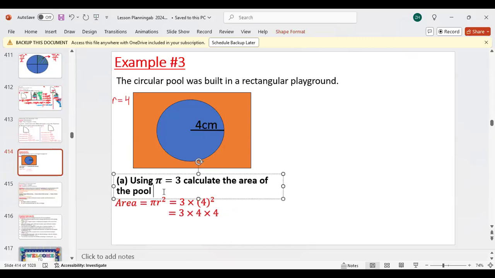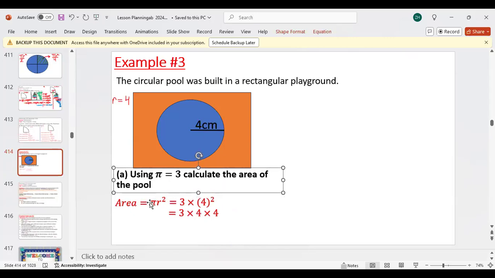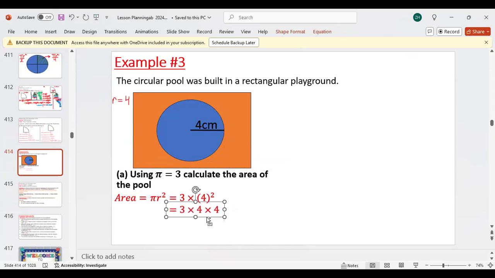And what is 4 multiplied by 4? That's going to be what? 16. It's going to be 3 times 16. Remember, we're not using pi as 3.14. In this case, we're using pi as just 3 because they said just to use pi as 3. All right. So we have to do 3 times 16. 48. You got 48?